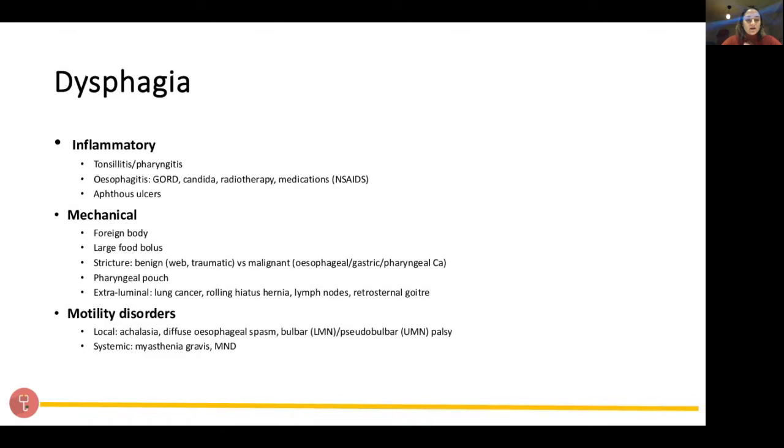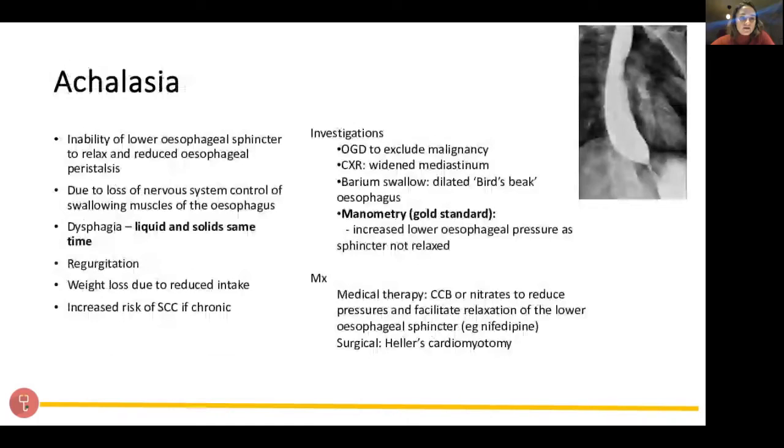So locally, there is an issue with the passage of food from the esophagus into the stomach, caused by achalasia, whereas systemic motility disorders such as myasthenia or motor neuron diseases can also cause dysphagia, but they would also cause other neurological symptoms in other parts of the body.